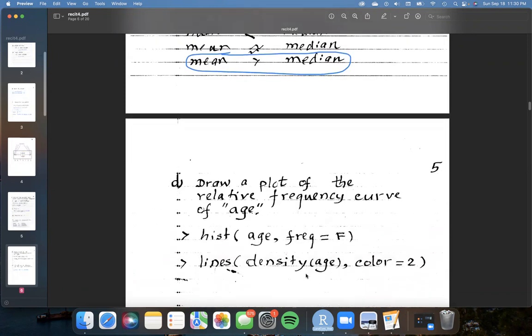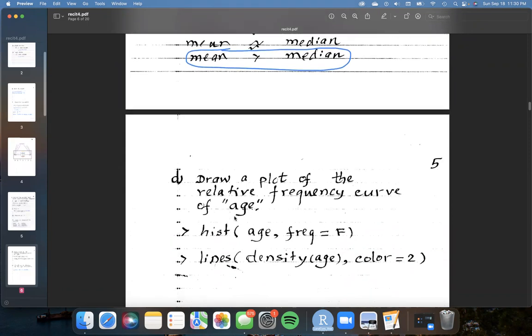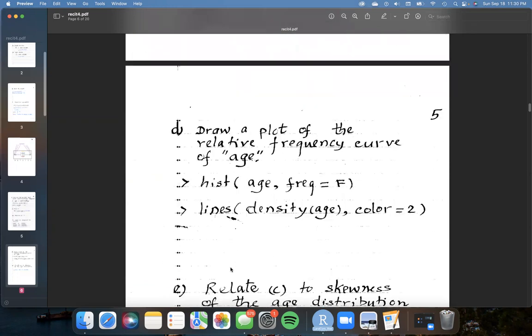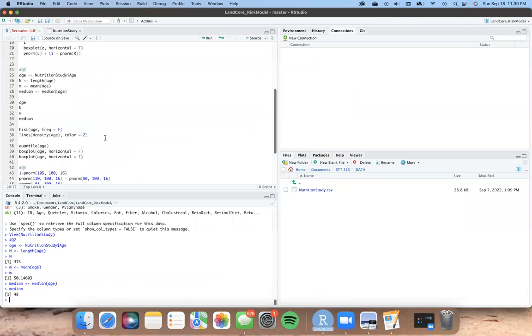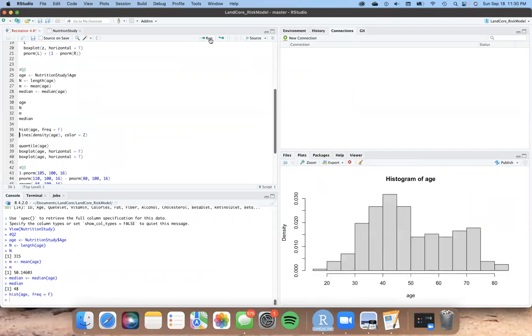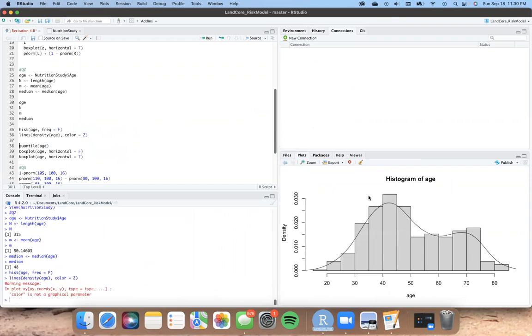Next, we want to draw a plot of the relative frequency curve of age. So we're going to make a histogram, and then we're also going to have the line follow the density of the curve. So when we do that, run. So here's the plot that we're going to get.